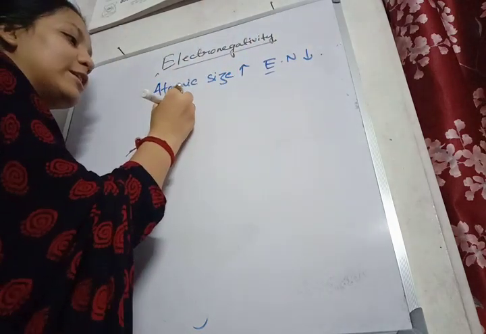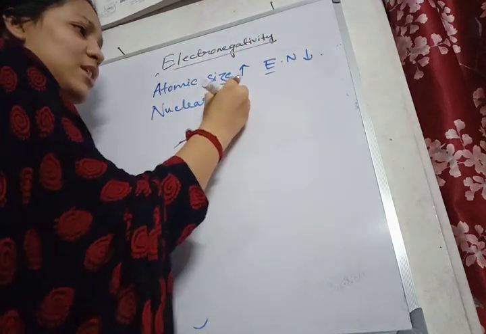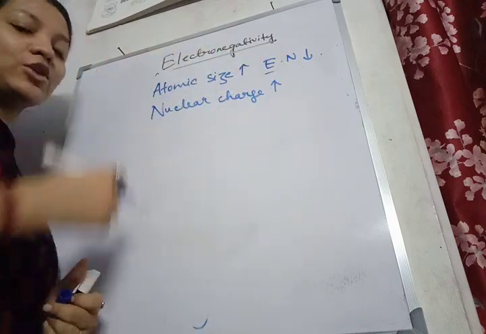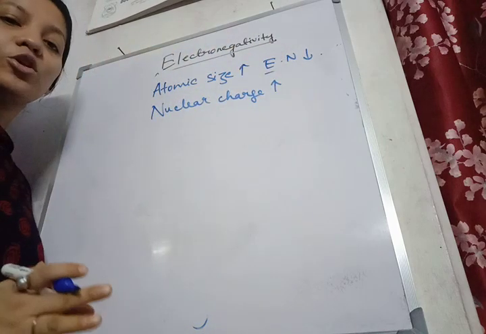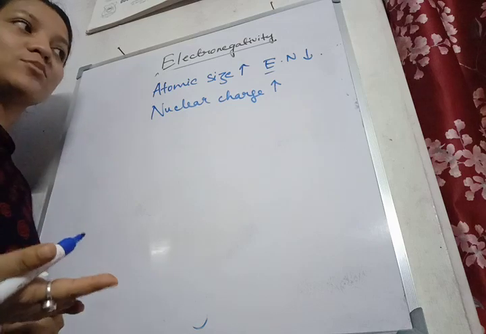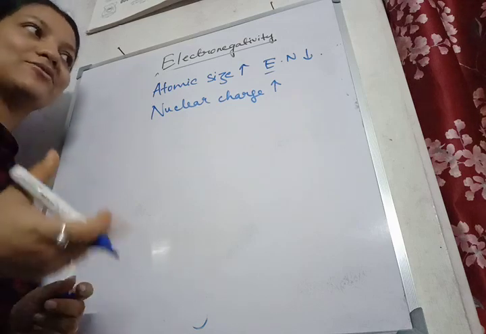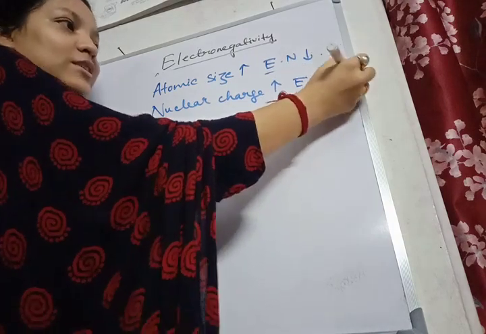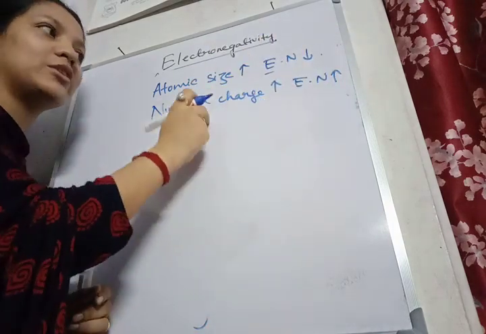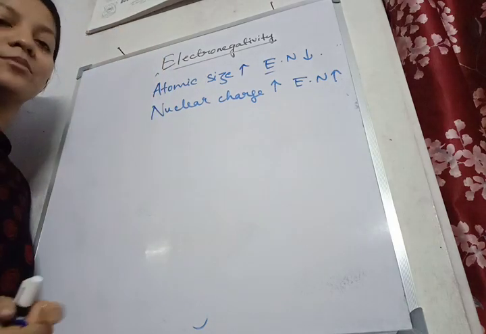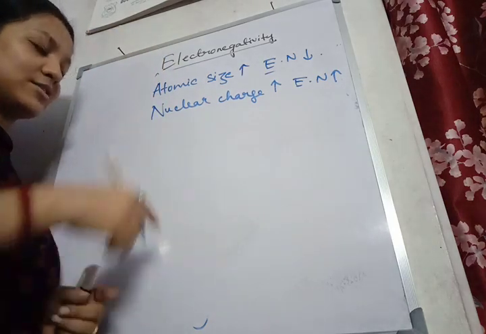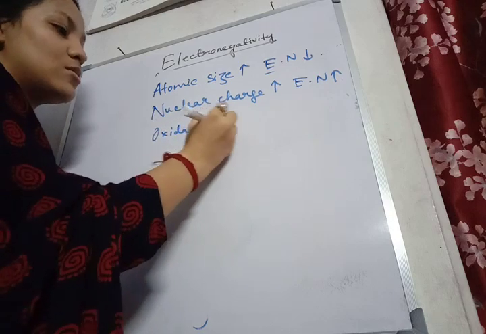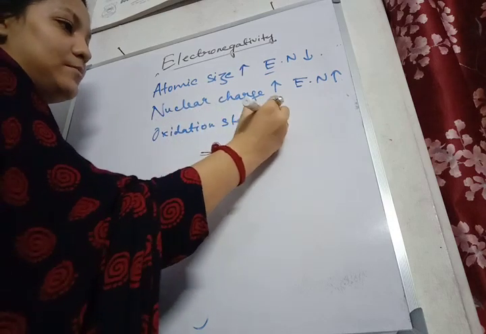Now when I come to nuclear charge, with increase in nuclear charge, what happens? When the nuclear charge increases, the nuclear pull on the outermost electron or outermost shell increases. As a result, attraction is increasing, so my electronegativity will increase. So it is directly proportional to the nuclear charge and inversely proportional to the atomic size. Now we have some new factors, that is the oxidation state of the atom.